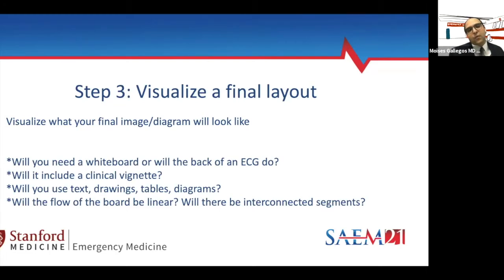Are you going to need a whiteboard, or could you use the back of an ECG to do this? Is it going to include a clinical vignette? Are you going to use text, drawings, tables, diagrams, and what will the flow look like? Are you just going to draw from the top going down, or will there be different segments that you'll have to interconnect with some diagramming?